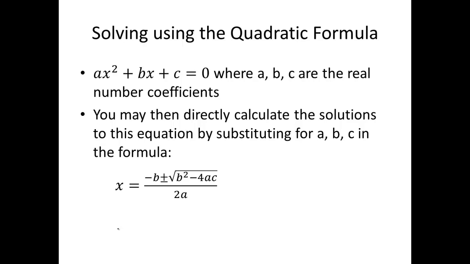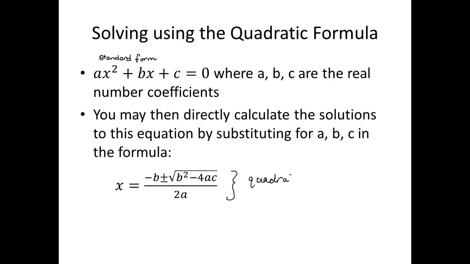When you are doing an actual problem, a, b, and c are standing in for real numbers. Any real number could be substituted in for the a, b, and c in the formula, and those numbers are called the coefficients of the equation. Once you have the problem set up in standard form and you've identified what A, B, and C are, you can directly calculate the solutions to this equation by substituting A, B, and C in the formula given, which is called the quadratic formula.